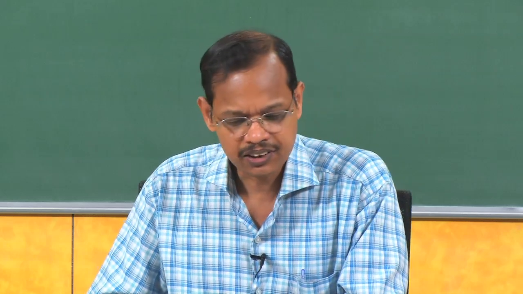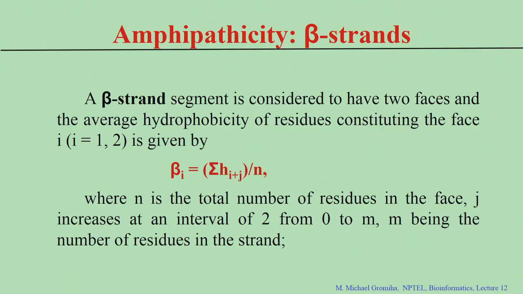Yeah, in the case of beta strands, you can see there are 2 phases, one is here, one is here, alternate phases. So, one has high and the other has low hydrophobicity. In this case you can calculate beta I, this is the summation of h(I plus j) divided by n, where here these are intervals of 2. In the helix we have an interval of 4, in the beta sheet an interval of 2, right, with j up to m, where m is the number of residues in each strand. So, calculate the beta I, which is equal to sigma h(I plus j) divided by n, where n is the number of residues in each phase, either here or here.